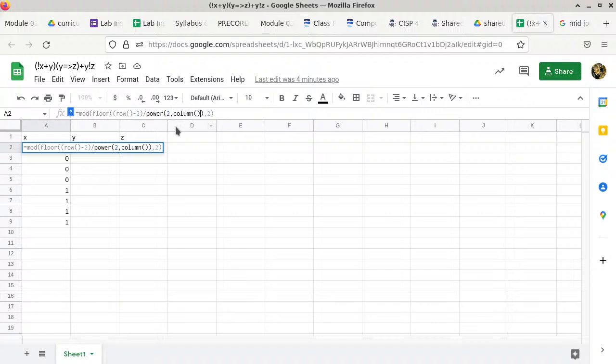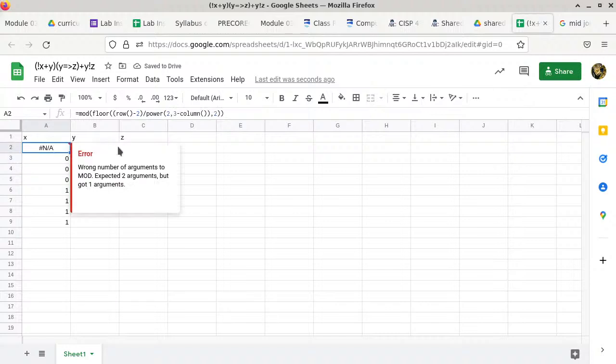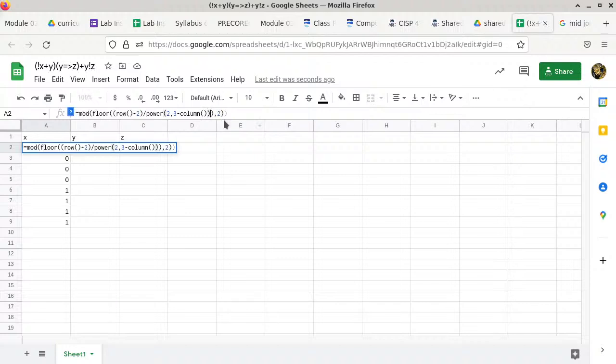Subtract. 3 minus the column number. That would do it. Let's see, does it do it? Yes. Very good. So now we say this is just 3 minus the column number. And, okay, maybe I got the wrong number of arguments of mod. That means I forgot to close a parenthesis somewhere. I think it's the power. Okay, let's see, match the parentheses. I think this one is, there we go.